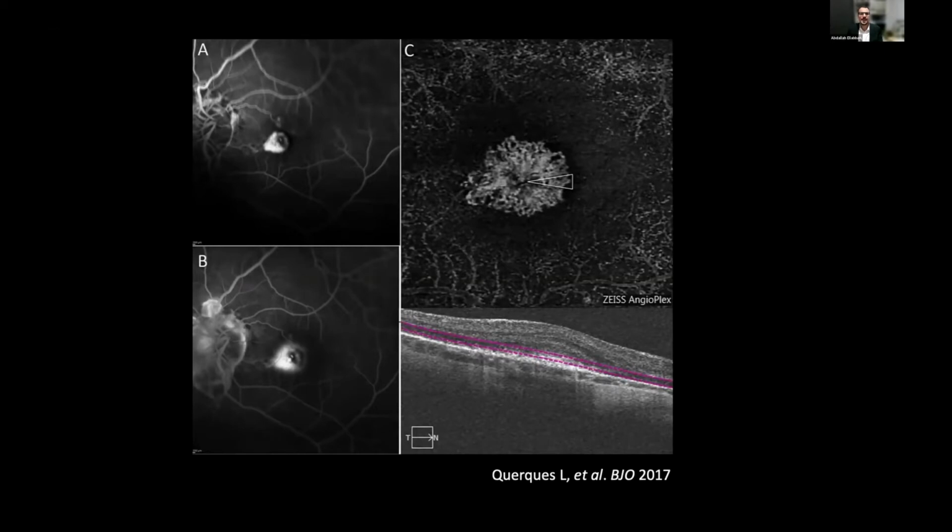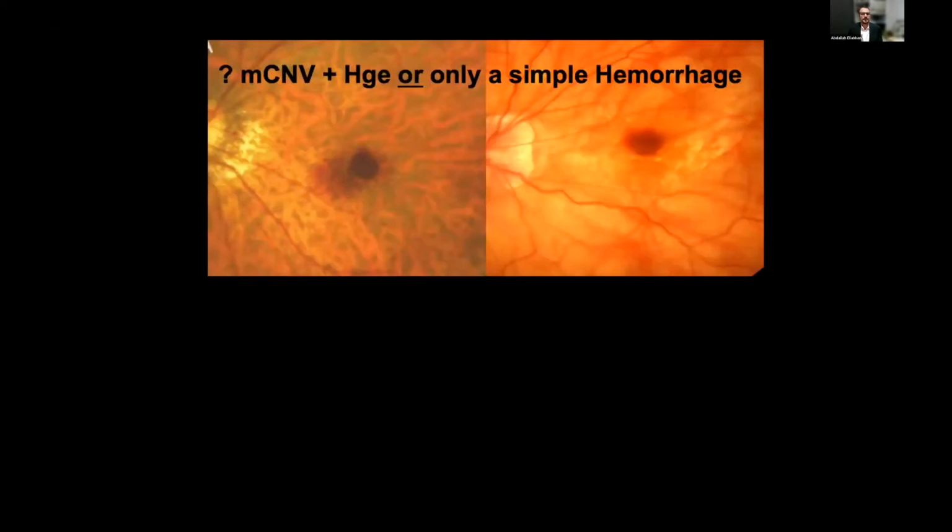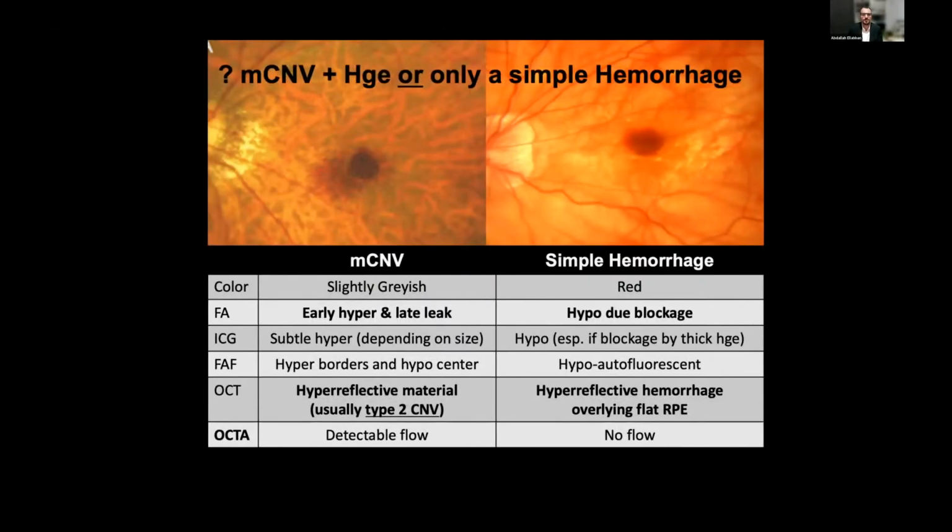of CNV. And sometimes even in our clinical practice, we see these small hemorrhages, and we are not sure whether these hemorrhages are just a simple hemorrhage coming from a lacquer crack or a myopic CNV. There are a few ways to differentiate between them with multimodal imaging, particularly using OCT and OCTA. However, it's not easy in every case, and every now and then you may come across a case where you find it challenging to differentiate between them.